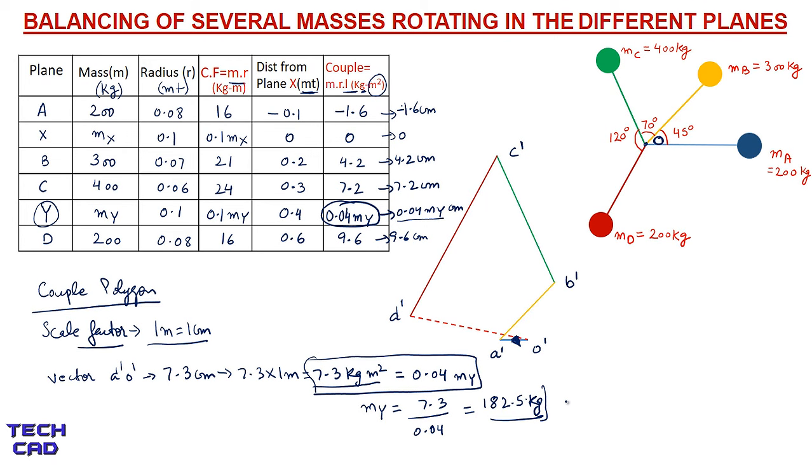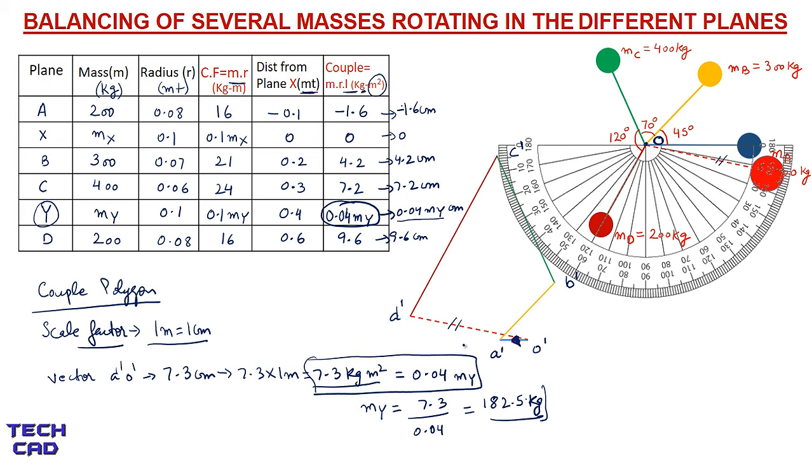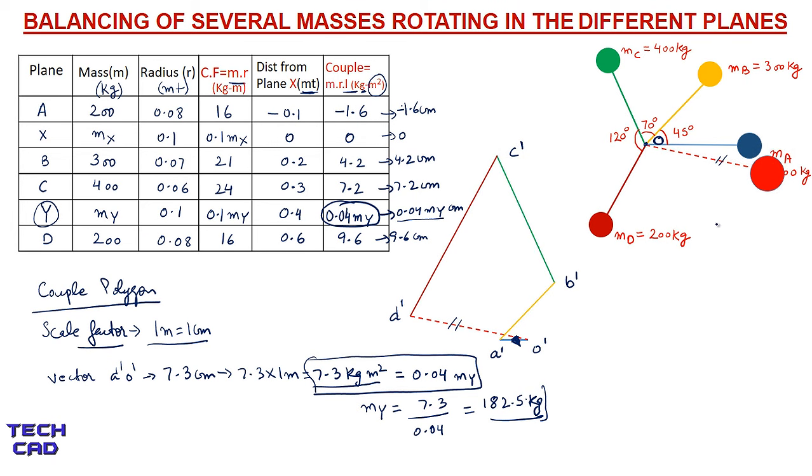After finding out the magnitude of the balancing mass in the y plane, let's find out the angular position of that. To find the angular position of the mass y, you have to take a line in the space diagram like this. So this is the line which is exactly parallel to this one. See, these both lines are parallel to each other. With the help of a protractor you can find out that angle, and by protractor it is around 12 degree. So theta y is 12 degree.